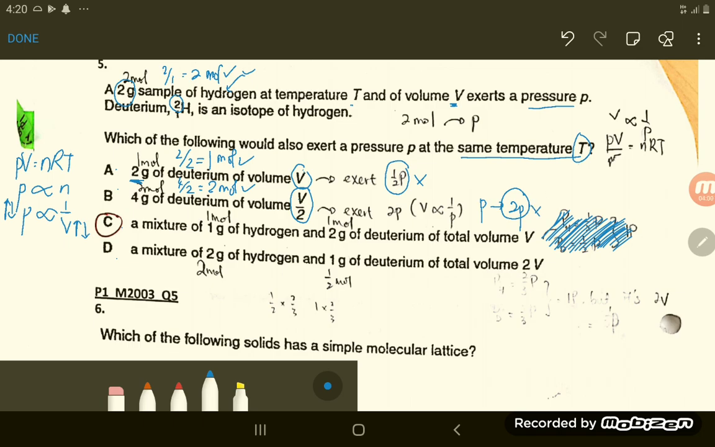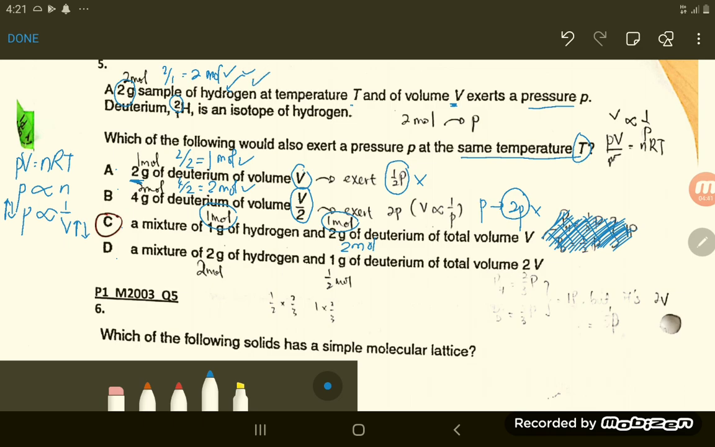Now whereas the other one, okay, I think there's an error over here, so you listen to this part. C, a mixture of 1 gram of hydrogen and 2 gram of deuterium of total volume of V. Since this is a mixture of gas, we need to look at how many moles of gases we have here. So a mixture of this will give you 1 mole of hydrogen and 1 mole of deuterium. So total number of gases would be 2 mole. Okay, so same as the 2 mole in hydrogen over here.